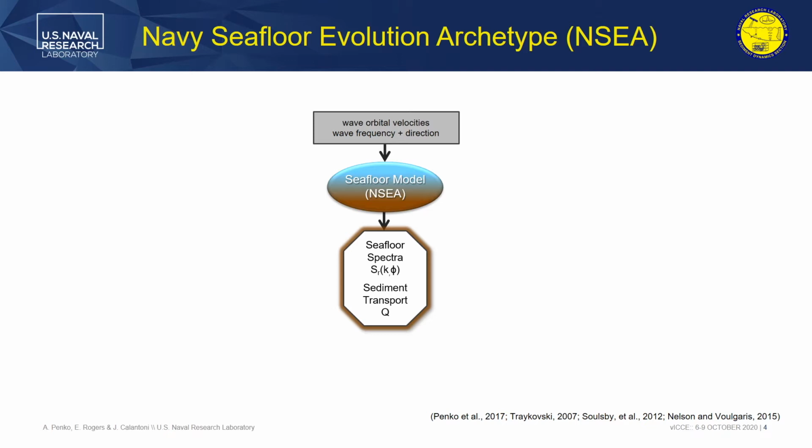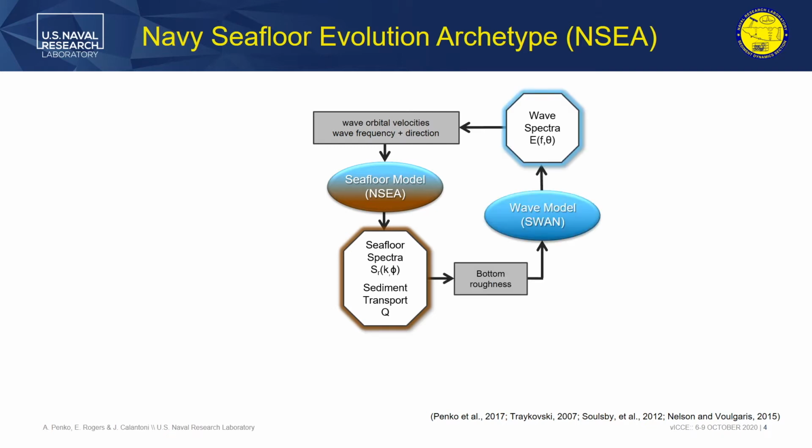Here we're taking wave orbital velocities, wave frequency, and direction, and then the seafloor model NC, which is the Navy seafloor evolution archetype, will predict a seafloor spectra with time, as well as an estimation of sediment transport. You can get these wave conditions in from anywhere. We just happen to use the wave model SWAN, which is the Navy's nearshore coastal model. We pull in the wave spectra from SWAN and then take the wave orbital velocities generated by the peak wave period and significant wave height, and then run these through NC.